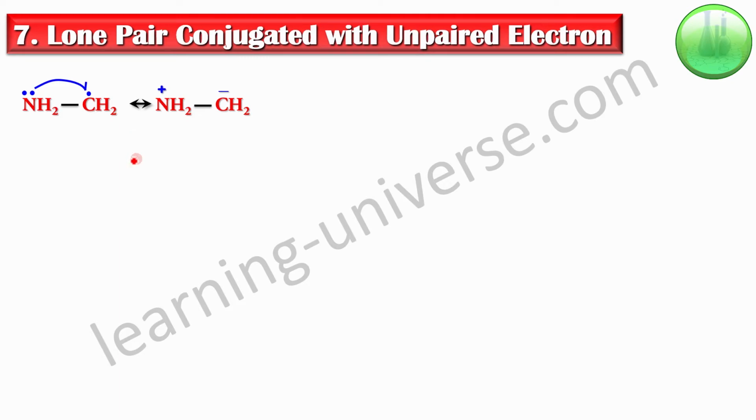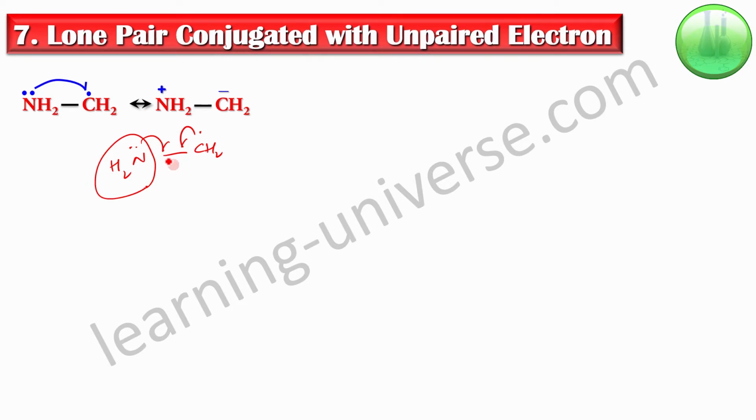Now many people are going to do this. They will draw NH2 and CH2 like this. They will put one electron here, they'll put one electron here. It's not possible, because N will then have more than 8 electrons, because it's already got one bond.